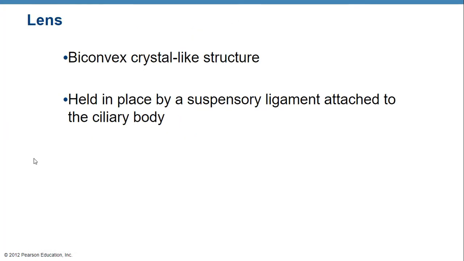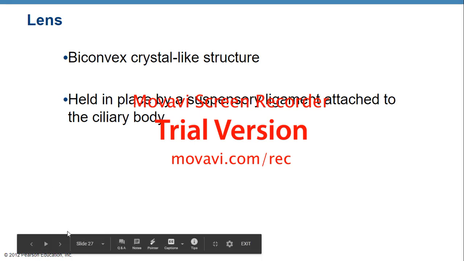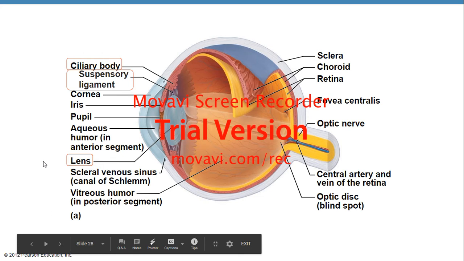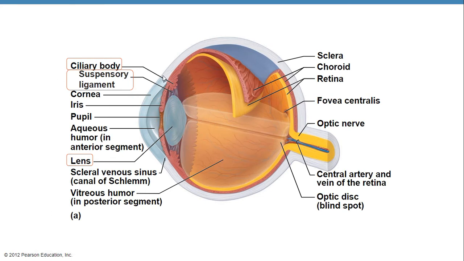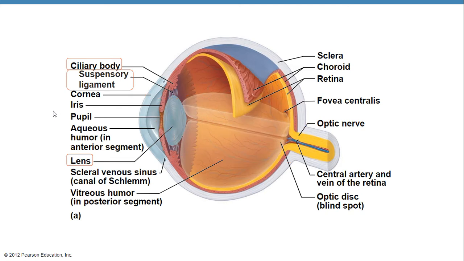All right, so the lens is a biconvex crystal-like structure. It's held in place by a suspensory ligament attached to the ciliary body. All right, so you see the ciliary body right here, and then you see the suspensory ligaments attached to the lens. Okay, so you see that right there, and you see the lens. All right, so you see how those attachments take place. And remember, always pay special attention to what's in red.